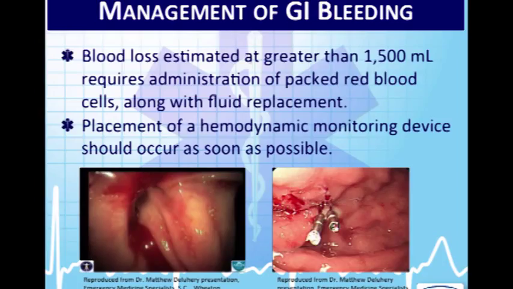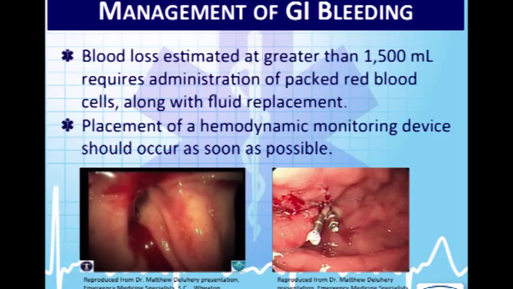Blood loss of anything over about a liter and a half is going to need blood replacement, and it is very easy to lose a liter of blood in the GI tract. It's very long. If your stomach is bleeding, by the time it moves all the way through the pyloric sphincter, through your small intestine, your large intestine, that entire area can be filled with blood.